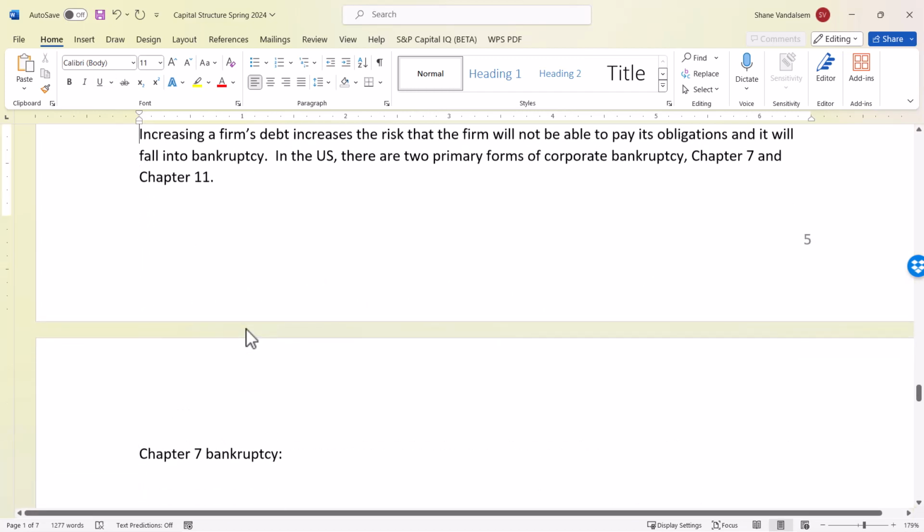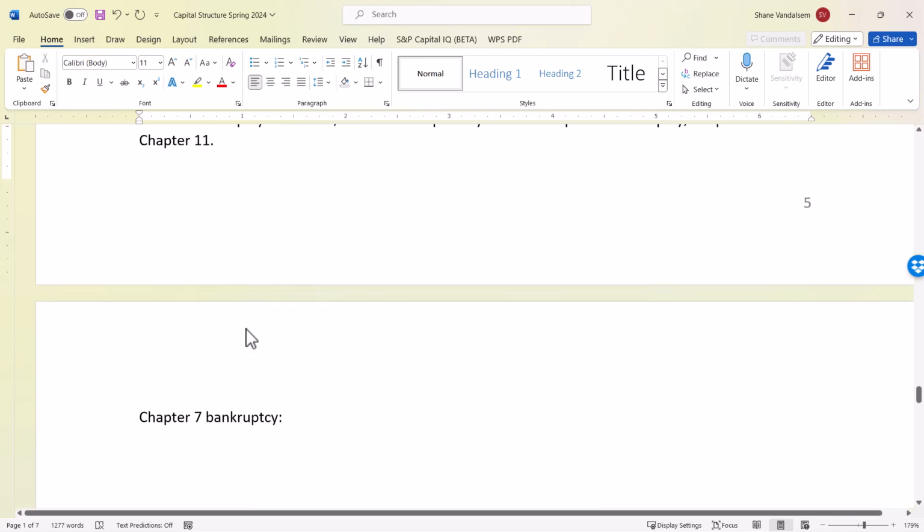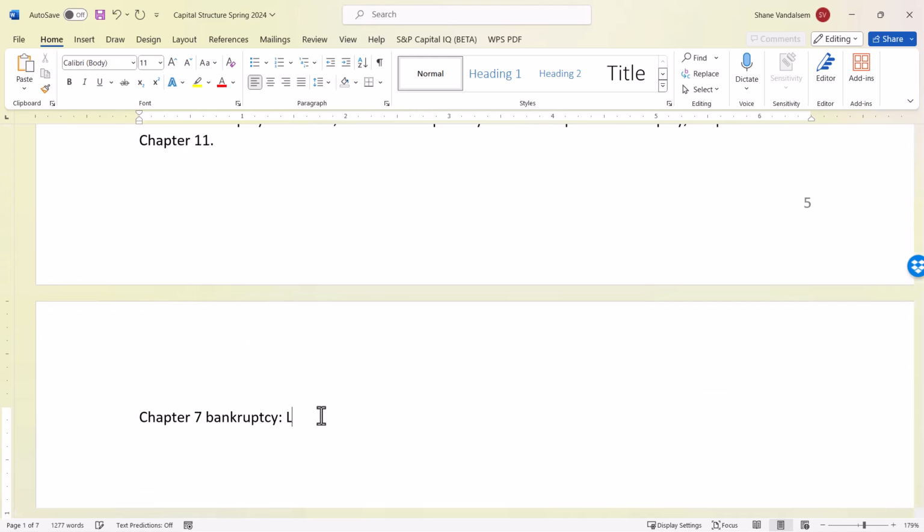So I mentioned that the trade-off theory does incorporate bankruptcy costs. So increasing a firm's debt increases the risk that the firm will not be able to pay its obligations and it will fall into bankruptcy. In the United States, there's two primary forms of corporate bankruptcy, Chapter 7 and Chapter 11. Chapter 7 bankruptcy is liquidation. Under liquidation, the firm ceases to exist. The assets of the firm are sold off, and the creditors of the firm are paid out as much as they can be.